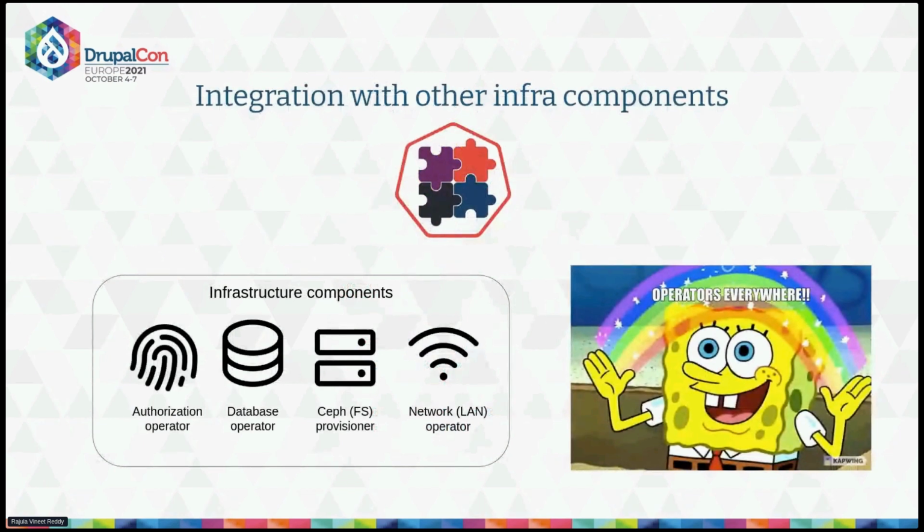With this operator, we also have other operators. They take care of other resources that might be required by the Drupal site operator. As an example, we have the authorization operator. They take care of the single sign-on component. We have the database operator that takes care of the database, the Ceph provider that takes care of the file system, and the network operator. And altogether, these operators allow us to have the Drupal site running like it was running in the old infrastructure, but now with some extra capabilities.